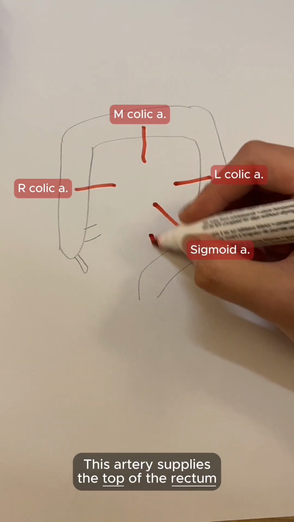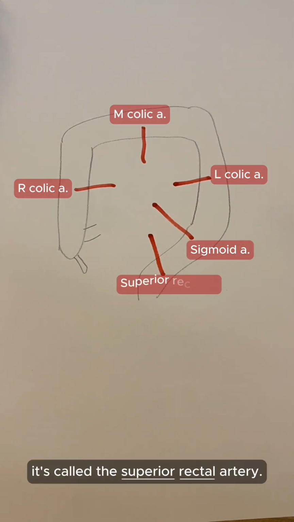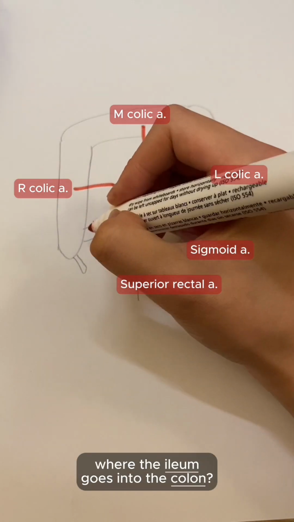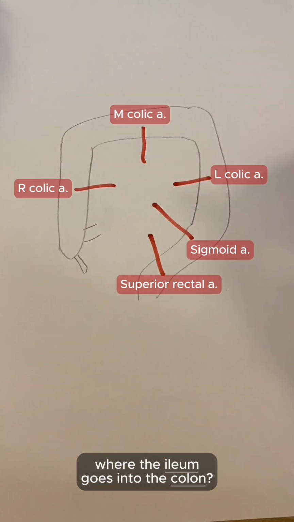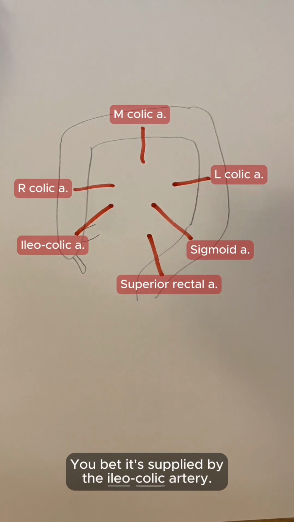This artery supplies the top of the rectum. Yep, it's called the superior rectal artery. You see this bit where the ileum goes into the colon? You bet it's supplied by the ileocolic artery.